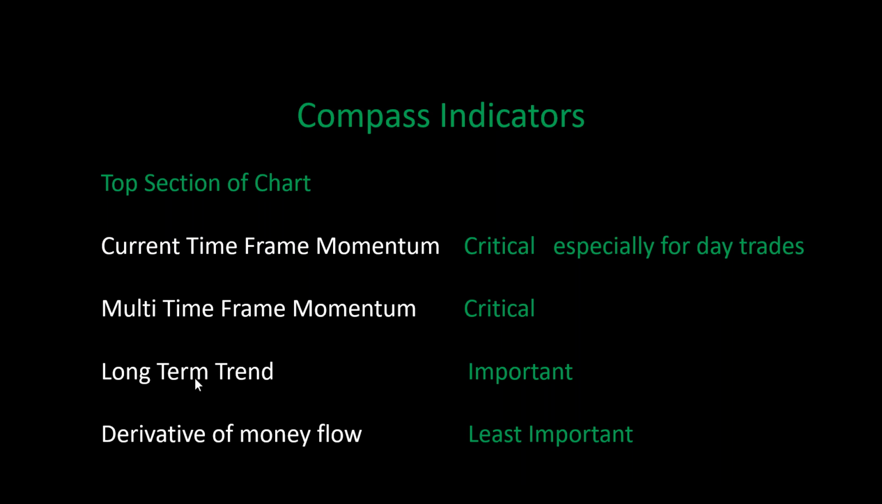The next thing on the bottom of the indicators is the long-term trend, which is important, and then the derivative money flow, which is the least important. These are the 2 critical ones that I look at when I'm looking to take trades: the current time frame momentum and the multi-time frame momentum.